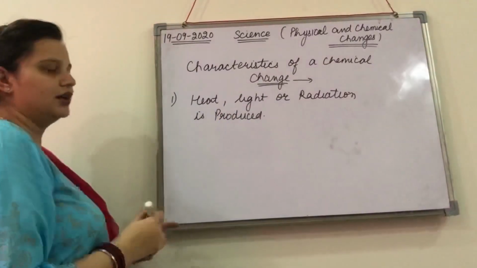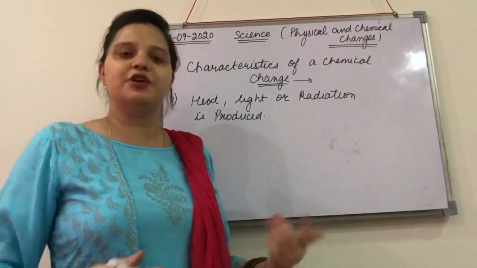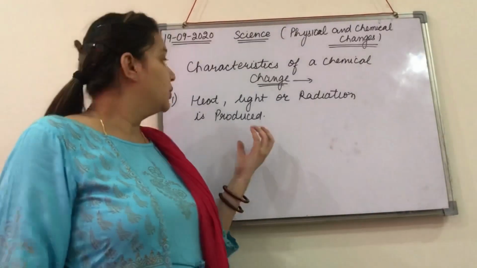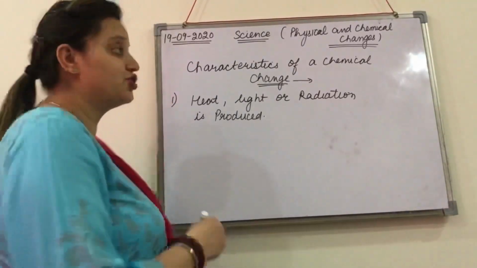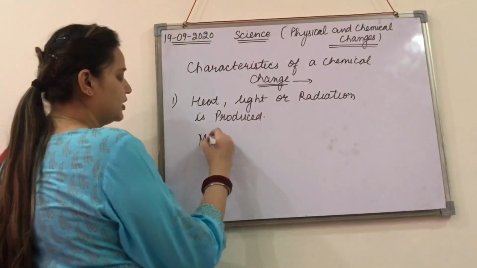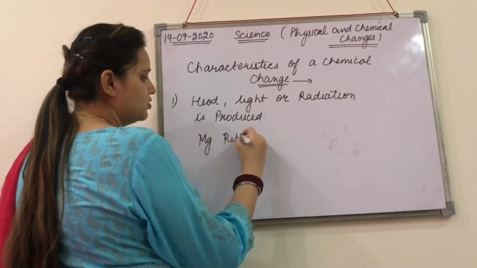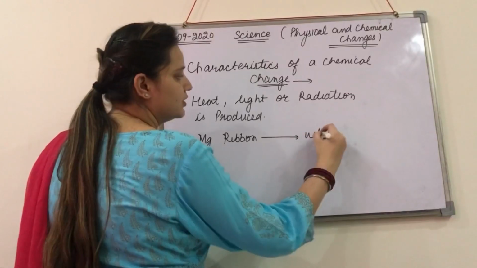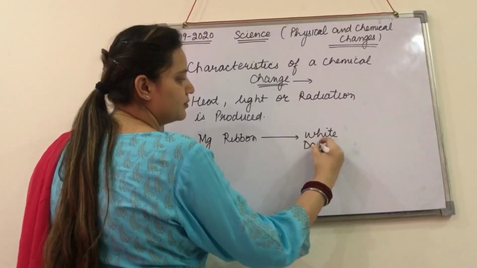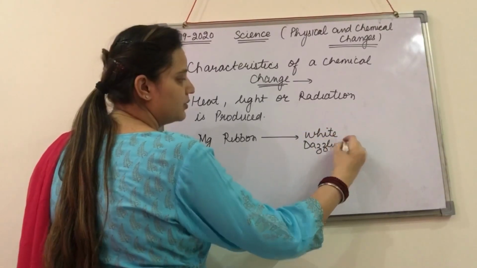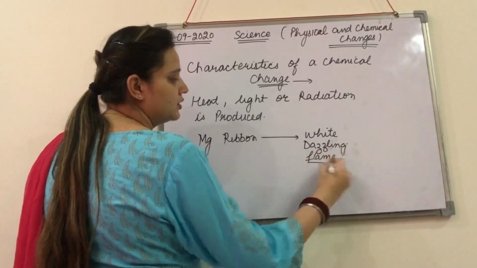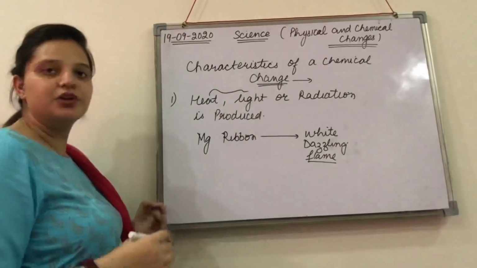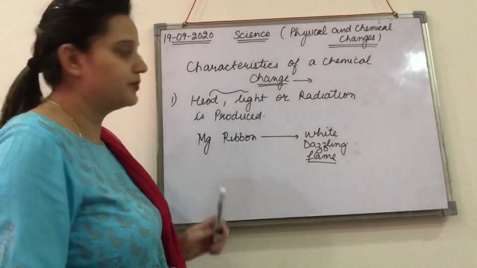Right? So either heat, light or some other form of radiation is produced. Like we discussed the example of magnesium ribbon, the burning of magnesium ribbon. It burns to give you a white dazzling flame. That means both heat and light are produced in this reaction.